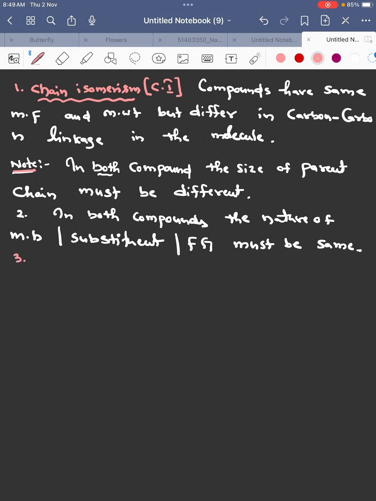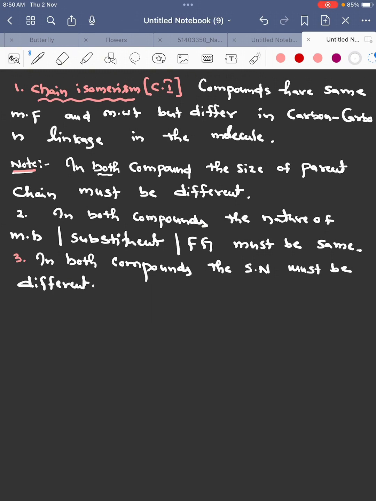And the third, I will say, in both compounds, the skeleton number, I will write it as SN, skeleton number must be different. Must be different. Let us see what is the skeleton number.